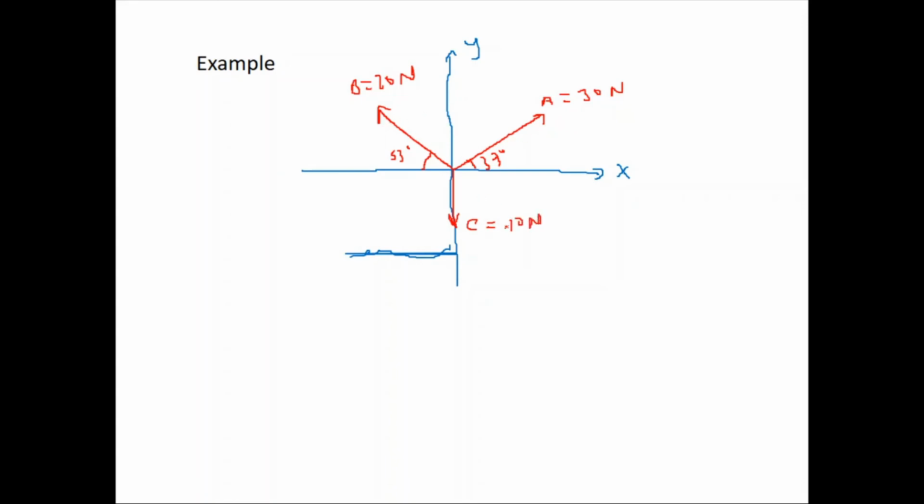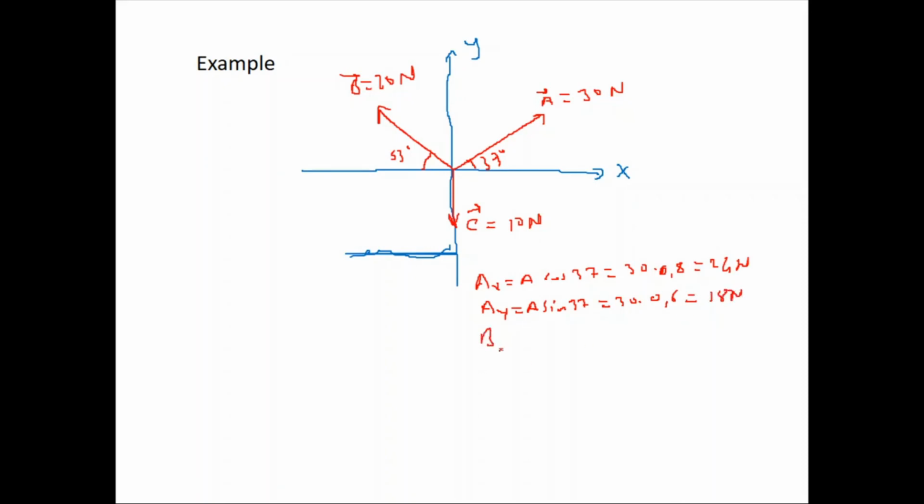To add these vectors, we need to find their components. Let's find ax, ay, bx, by, and cx, cy. Ax is equal to a times cosine 37 equals 30 times cosine 37, which is approximately 0.8. It will be equal to 24 newtons. And ay equals a times sine 37, which equals 30 times the sine of 37, 0.6 approximately. So this is going to be equal to 18 newtons.